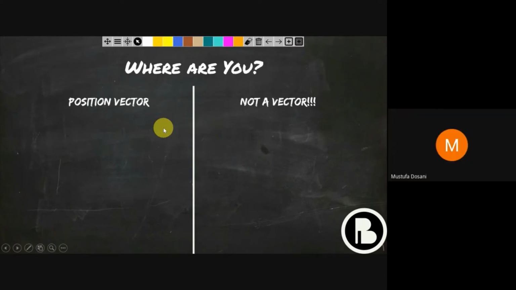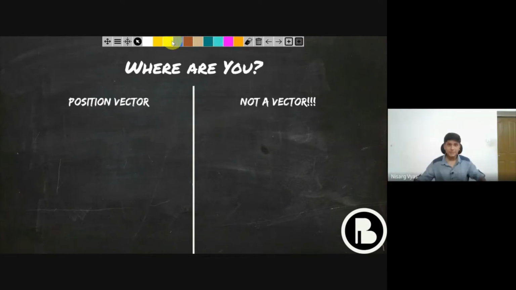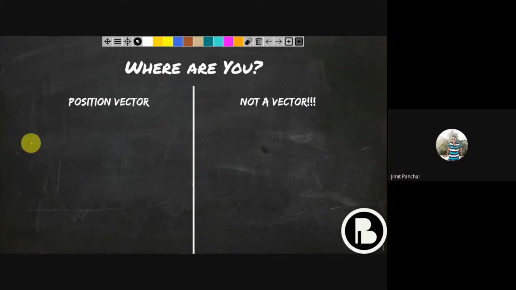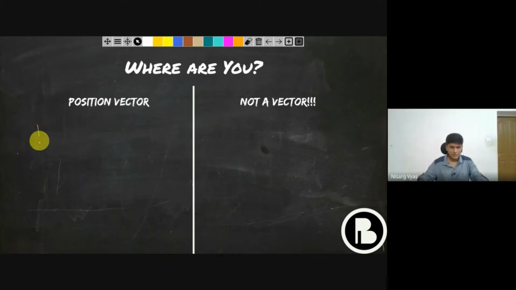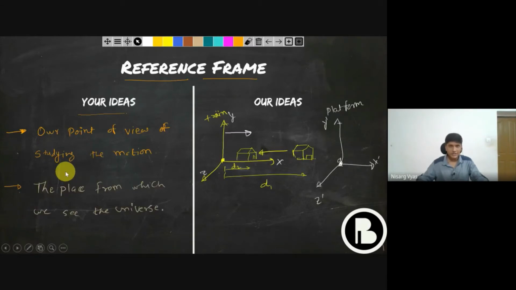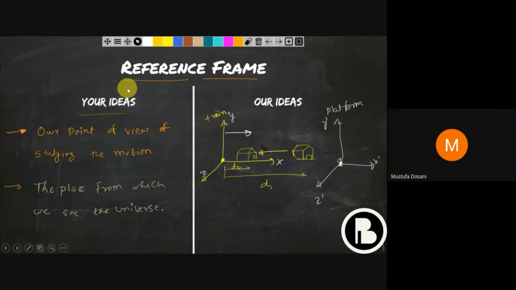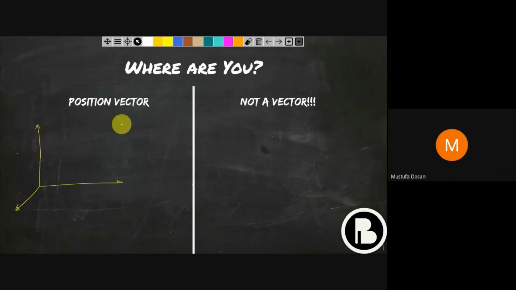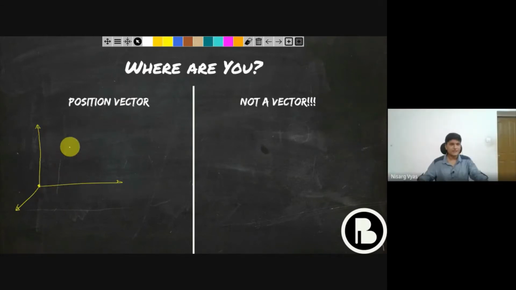A vector that describes position. Wonderful. From where? Origin. Yes, Jimmy, you also wanted to say something. Your origin is an absolutely correct answer, but I wanted to listen to this word: from frame of reference. Yes, a vector which gives you the position from a frame of reference. That is your position vector, which we will call R vector.